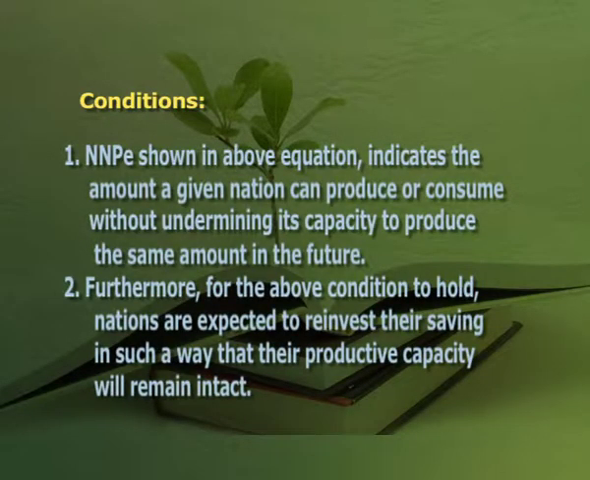In summary, the two conditions for an environmentally adjusted sustainable flow of national income can be stated like this. Number 1, NNPE shown in the equation indicates the amount a given nation can produce or consume without undermining its capacity to produce the same amount in the future. Number 2, furthermore, for this condition to hold, nations are expected to reinvest their saving in such a way that their productive capacity will remain intact.